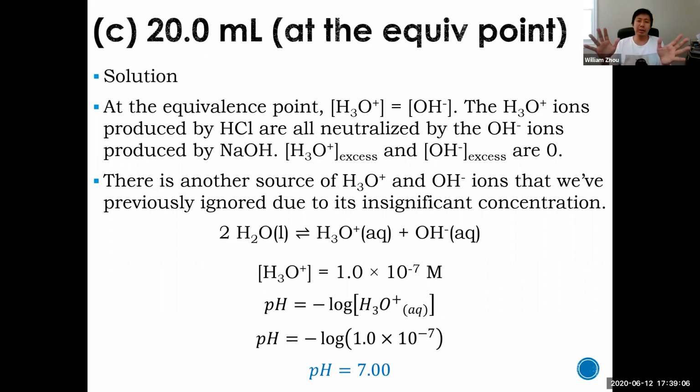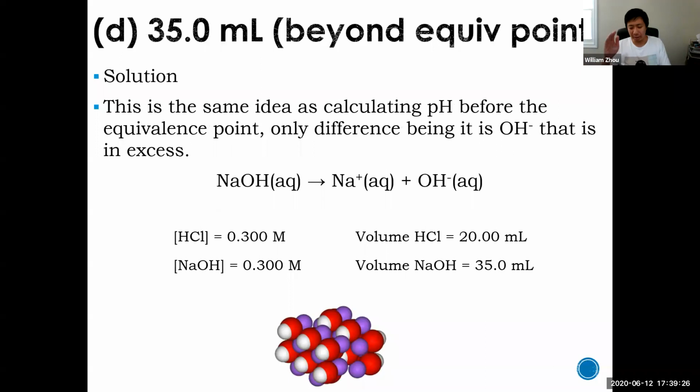You've lost all the other hydronium income. The only thing you have left is water. So yeah, we're going to use that to calculate pH. You see what I mean? Just know that this is always there, but only becomes significant when everything else dies. You good? All right, so let's move on.